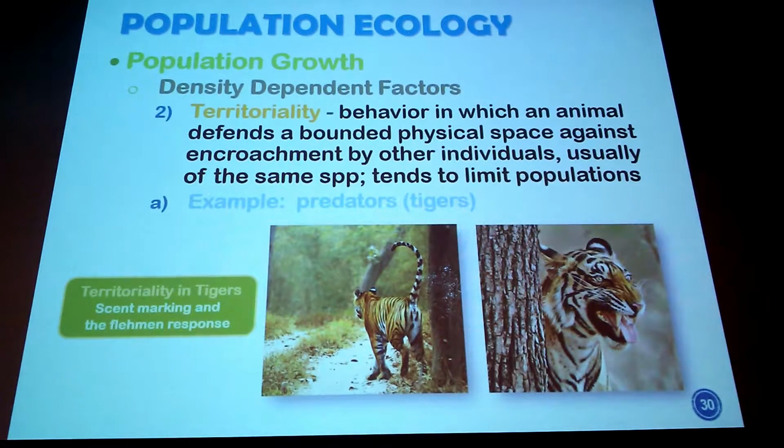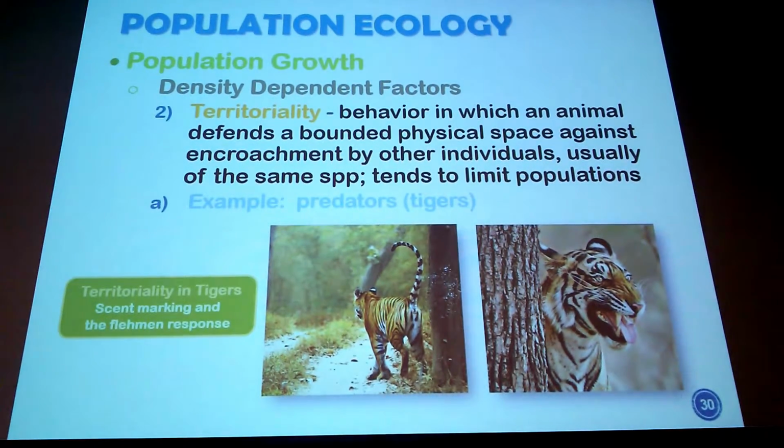Territoriality. Behavior in which an animal defends a bounded physical space against encroachment by other individuals, usually of the same species. Tends to limit populations.